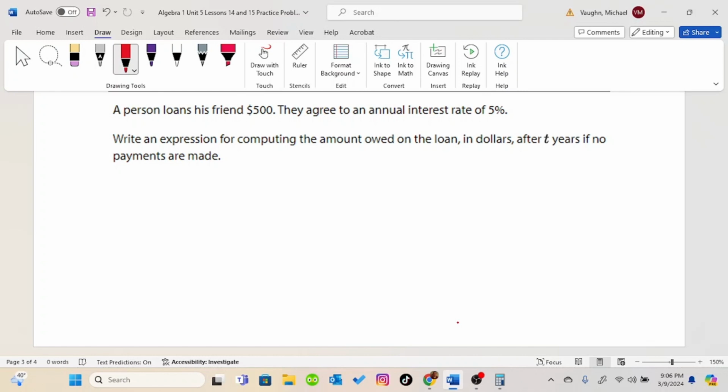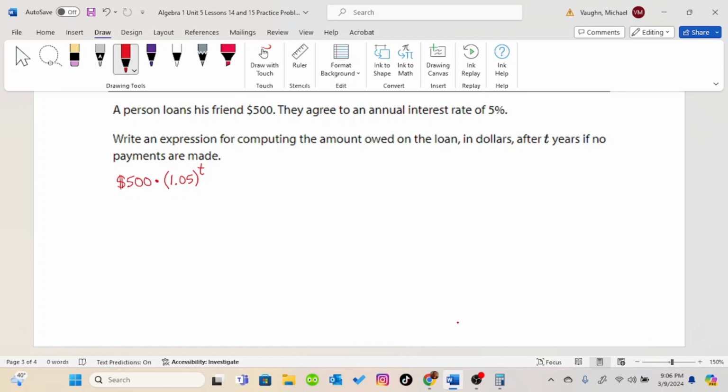This is an exponential function, so it always follows the same pattern. We have the original amount, $500, multiplied by the growth factor. If there's 5% interest, you would multiply by 1.05 because you're adding 5% every year. And the exponent is going to be t, the number of years that have passed without paying.